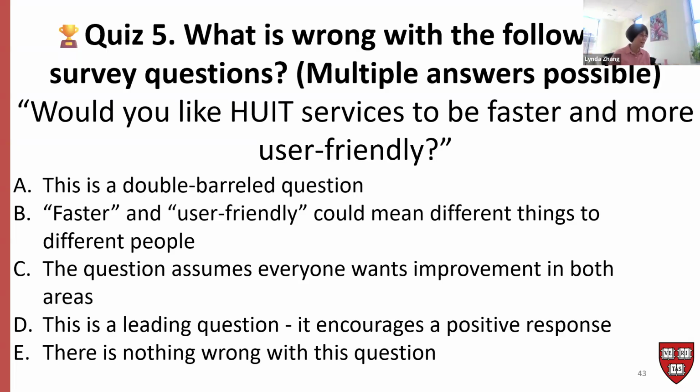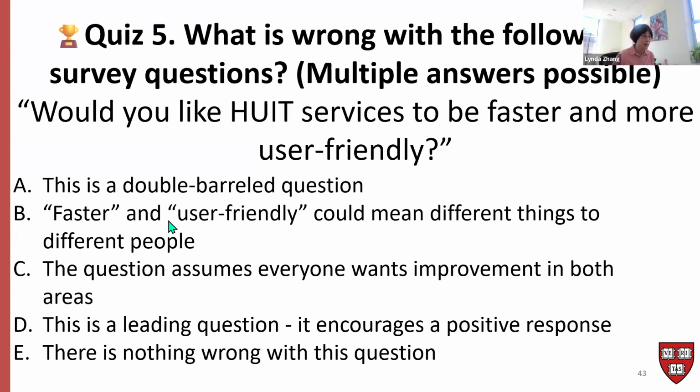Okay, another 5 seconds. All right. So the correct answers are A and B. Indeed, it is a double-barreled question. Faster and user-friendly are two different things, and you're asking two things at once. So this is double-barreled. A is the correct answer.